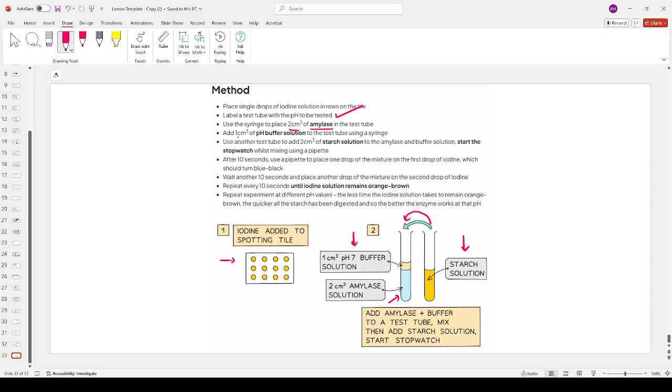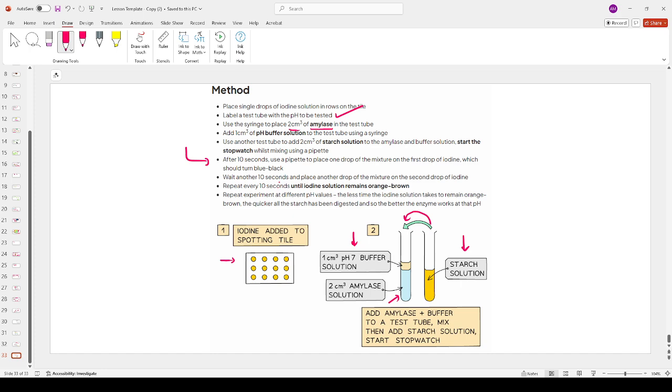Add 1 centimeter cubed of pH buffer to the test tube using a syringe. Use another test tube to add 2 centimeters of starch solution and amylase, start stopwatch. After 10 seconds, use a pipette to place 1 drop of the mixture on the first drop of iodine, which should turn black blue.